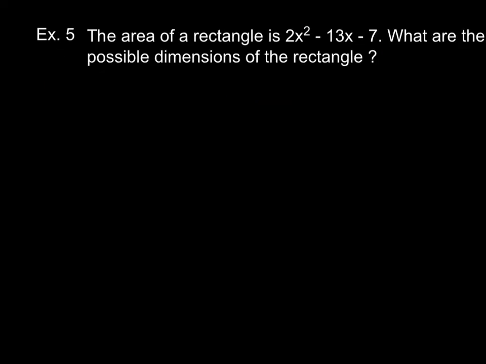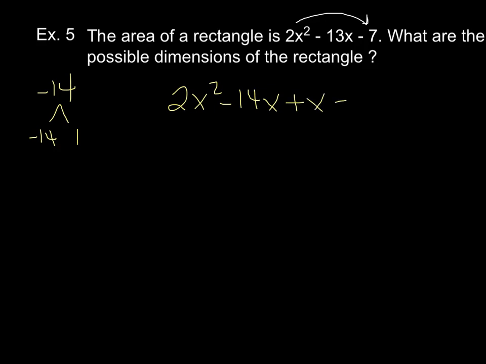Okay? So the area of a rectangle is 2x squared minus 13x minus 7. What are the possible dimensions of the rectangle? So this is just like the other problems we were doing. The only difference is I've got to go through these steps to try to factor here. So 2 times negative 7 gives me negative 14. So what numbers are going to multiply to negative 14 but add up to negative 13? Well, negative 14 and positive 1. So I'm going to rewrite as 2x squared minus 14x plus 1x and minus 7.